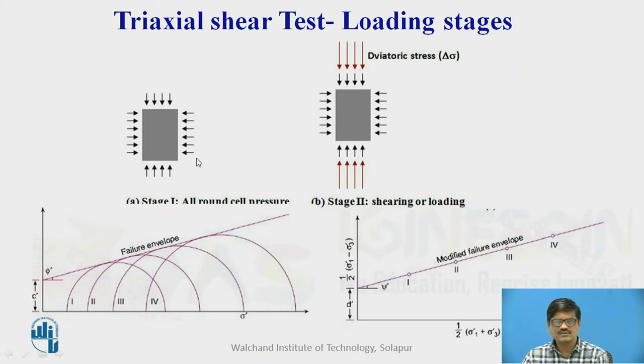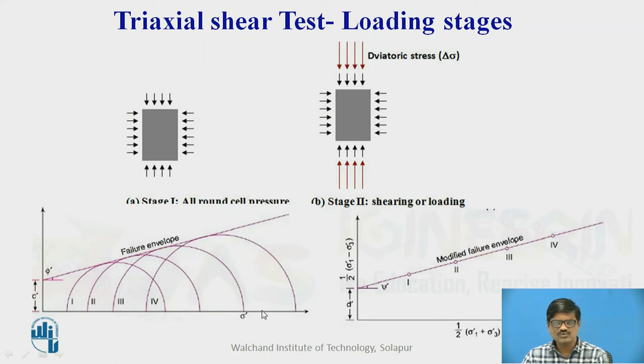Then we go for a third trial. We increase the confining pressure again, and again we apply the stress. So we find another value of sigma 1, and a new set of sigma 1 and sigma 3 is developed. That is used, and again a Mohr circle is plotted like this. Usually four trials are desired, so therefore you can see the four Mohr circles we get.